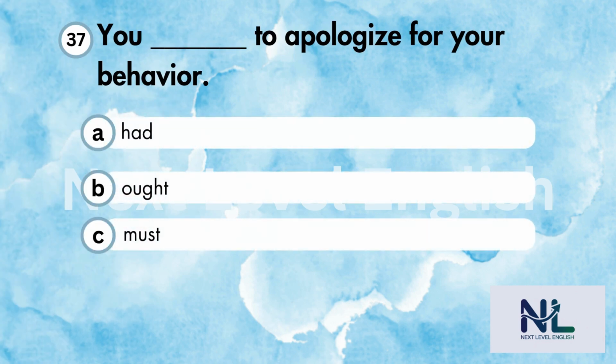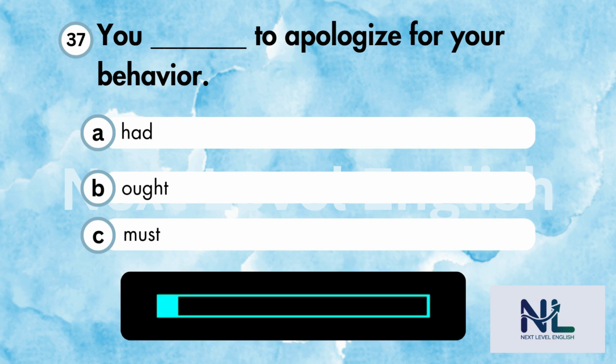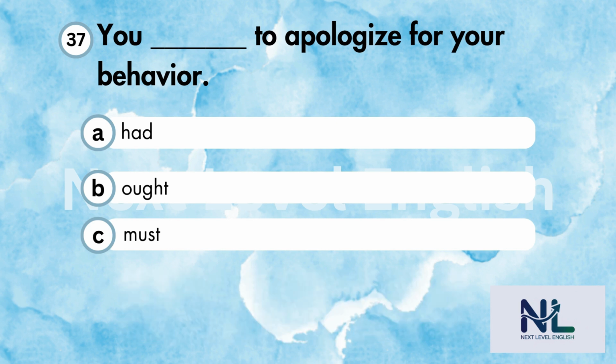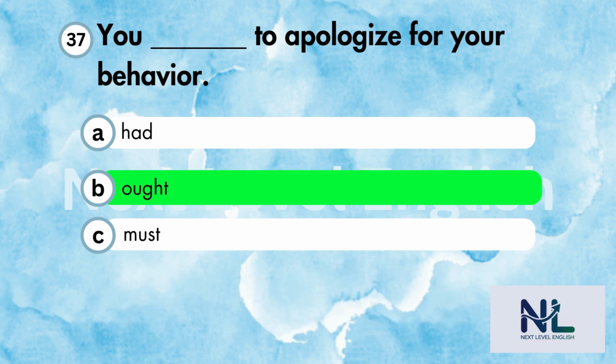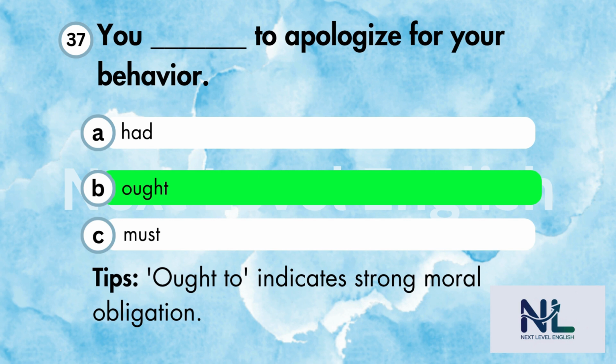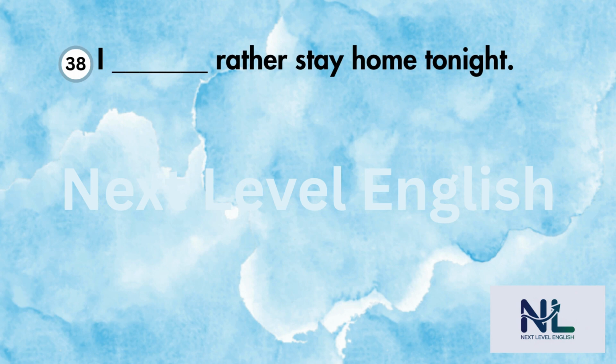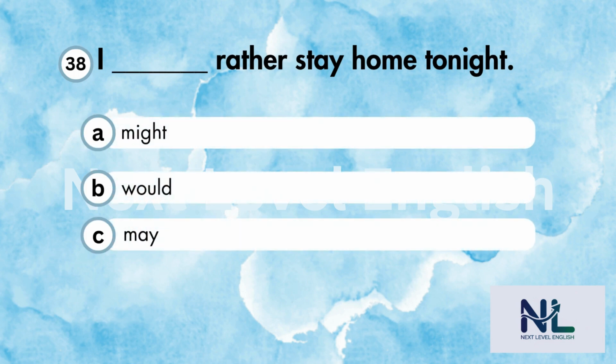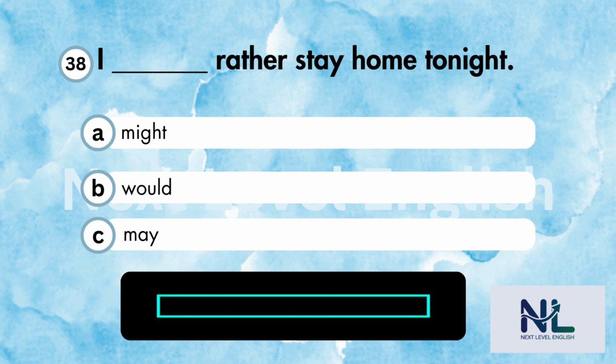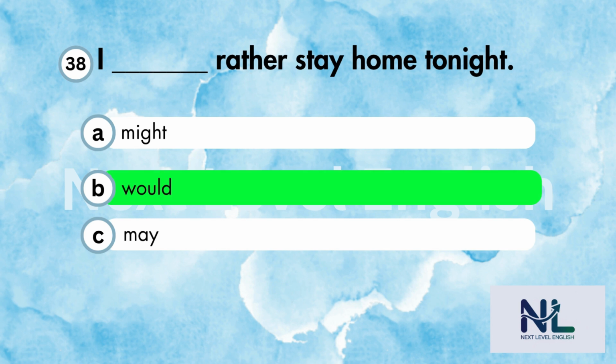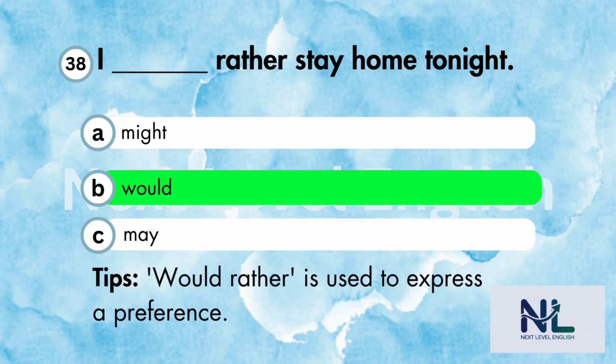37. You to apologize for your behavior. Ought. Tips. Ought to indicates strong moral obligation. 38. I rather stay home tonight. Would. Tips. Would rather is used to express a preference.